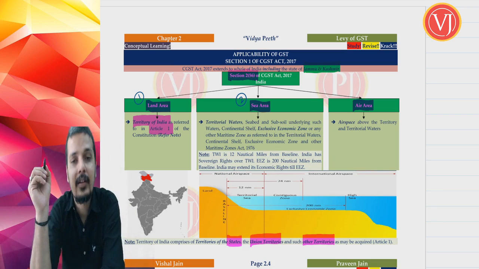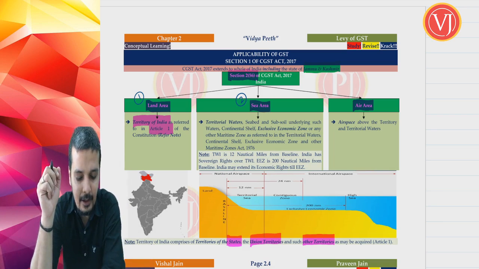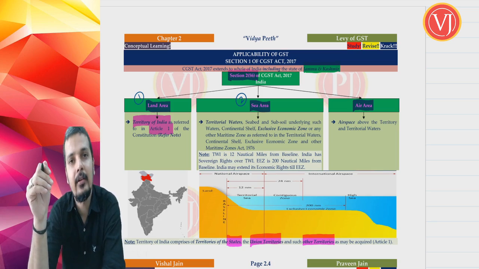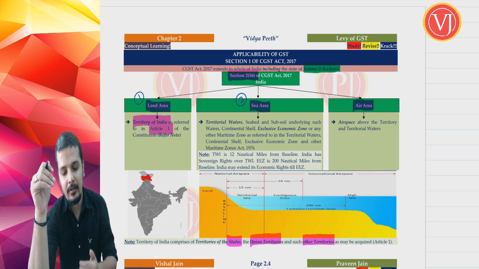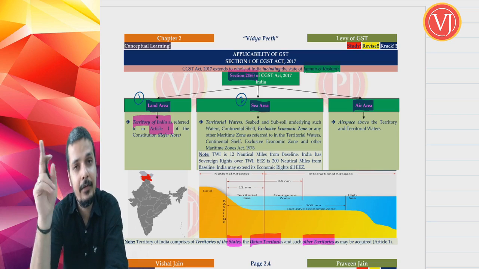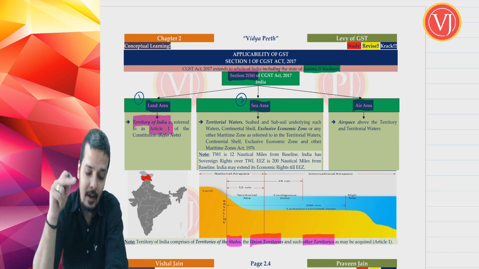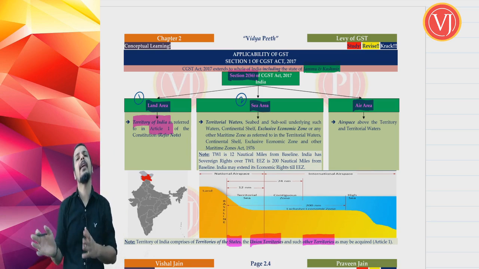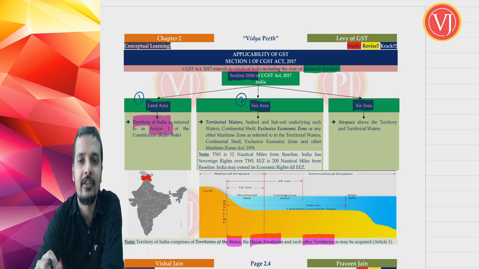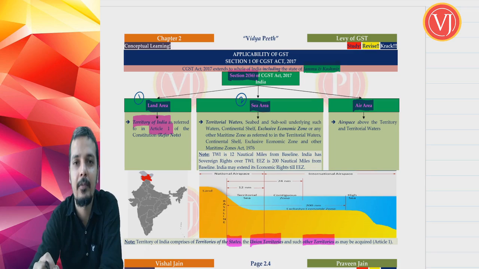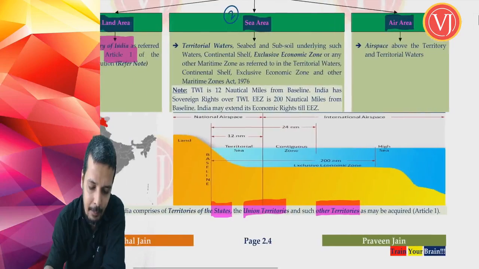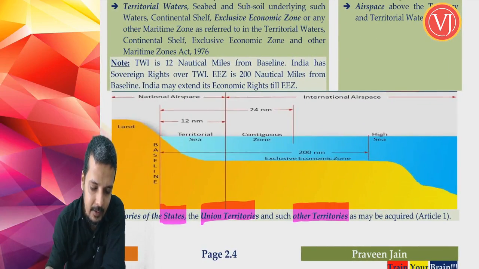Second, we have to discuss the sea area. Now when you talk about sea area, it tells that India includes territorial waters, seabed and subsoil underlying such waters, continental shelf, exclusive economic zone, or any other maritime zone as referred to in the Territorial Waters, Continental Shelf, Exclusive Economic Zone and other Maritime Zones Act, 1976. It gives a reference to a very lengthy act. Now let us understand this by way of a pictorial presentation. Right, what is it trying to tell?